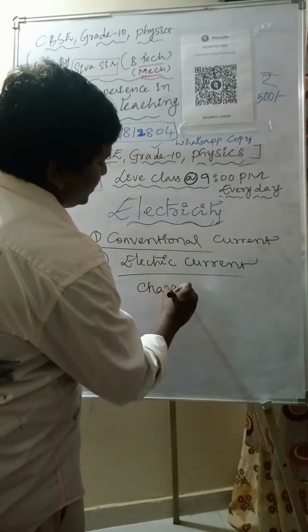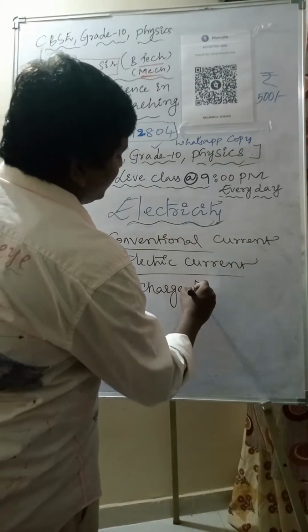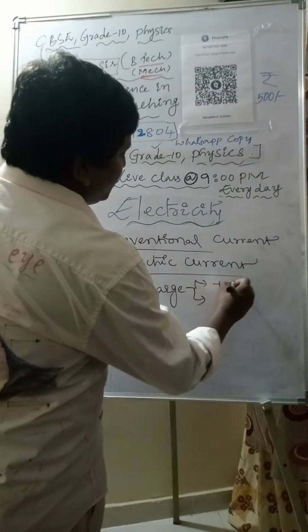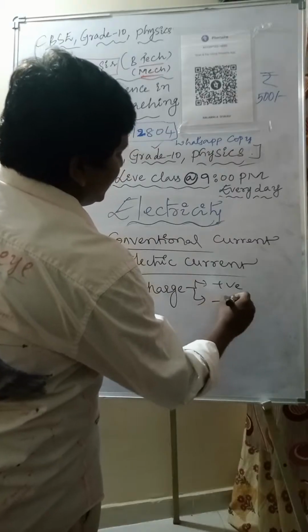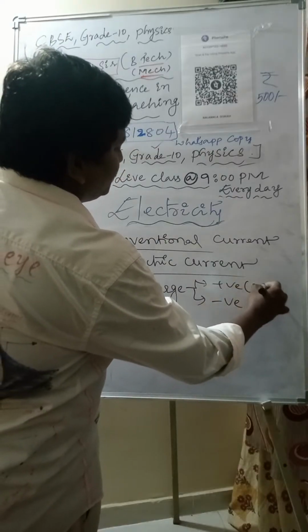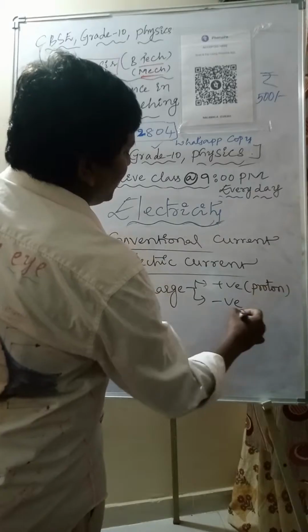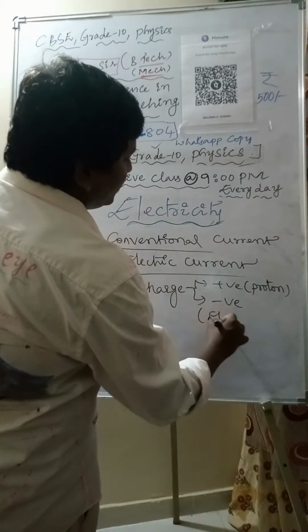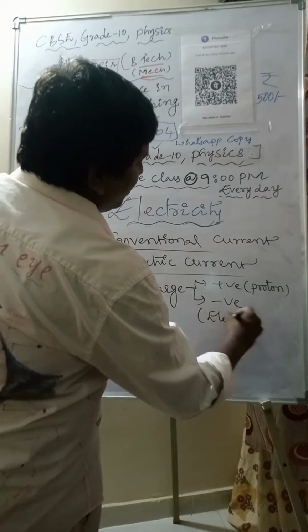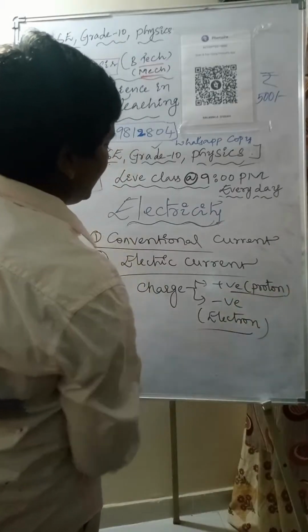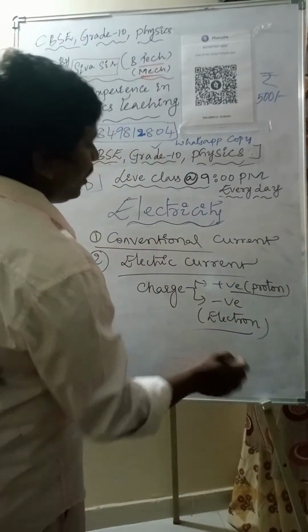But there are two types of charges. One is positive charge, another is negative charge. Positive charge is proton, negative charge is electron. So here, the flow of positive charges.